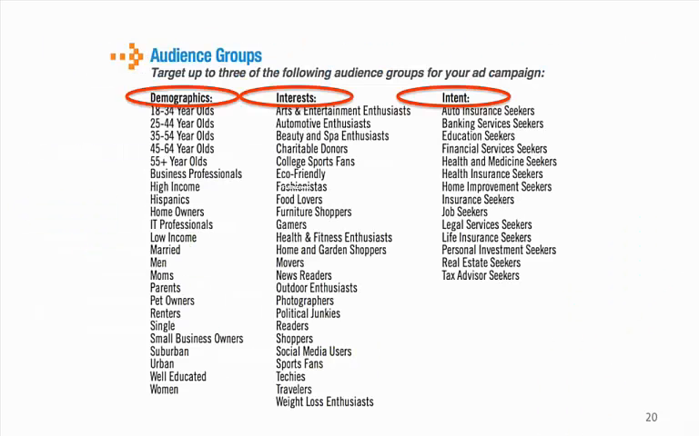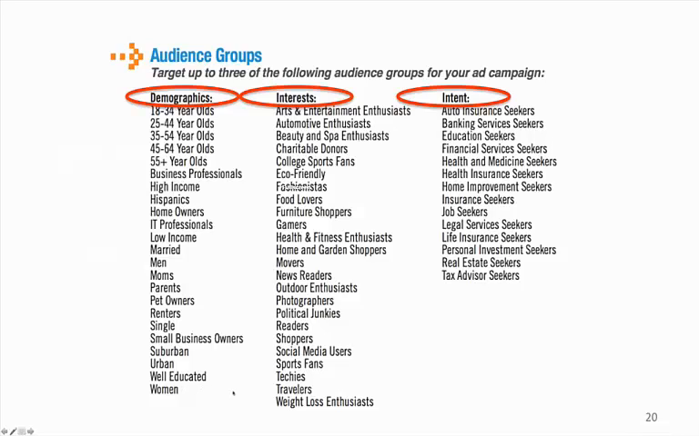Let me give you an example here. This is from inside an advertising platform that we have. You can see here we can target up to 3 of the following audience groups for your ad campaign. I just want to show you demographics, interests, and intent to give you some examples. Under demographics, I can target all kinds of different age groups: business professionals, high income, Hispanics, homeowners, IT professionals, low income, married, men, moms, parents, pet owners, renters, single, small business owners, suburban, urban, well-educated, women.